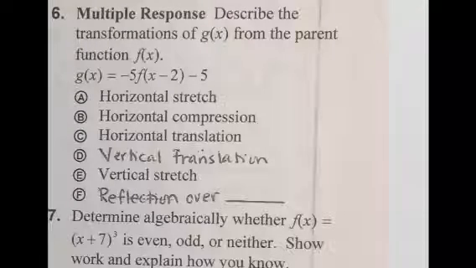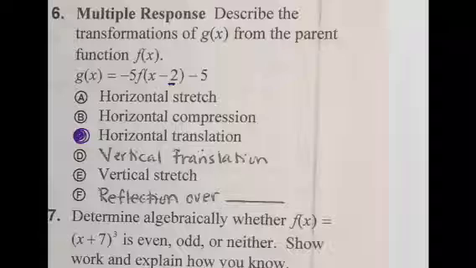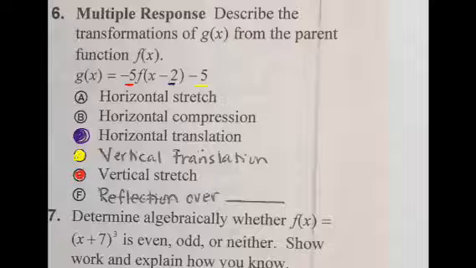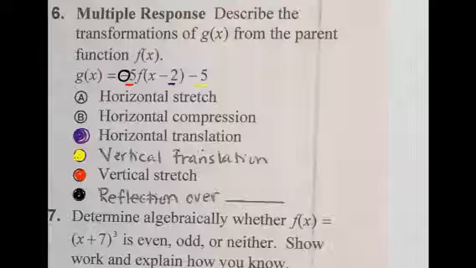So for 6, we have to choose the ones that apply to this function. So horizontal stretching or compressing, no, because the b value is 1. But there is a horizontal translation right here, so that's this one. There is a vertical translation right here. And there is a vertical stretch right here. And then the negative right here gives you a reflection over the x-axis.